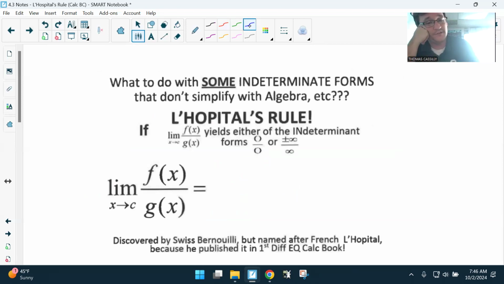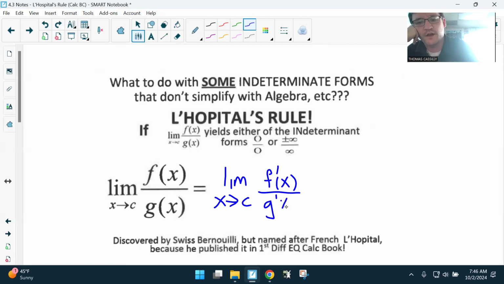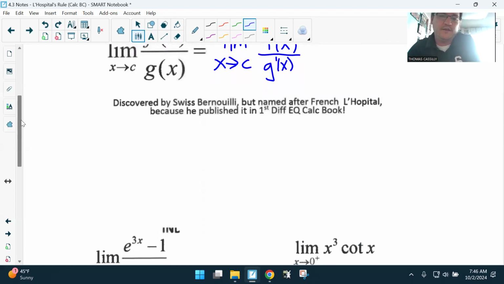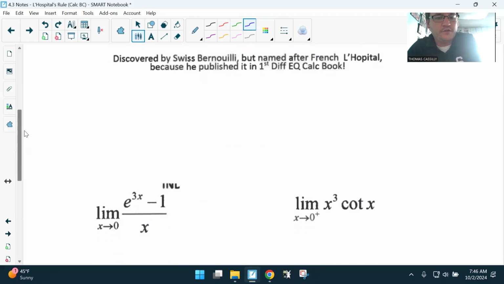What we do if we wanted to evaluate this limit, it's very straightforward. We take the limit as x approaches that same c value, but we're going to take the derivative of the top and divide it by the derivative of the bottom, right? So this is not the quotient rule, just straight up derivative of top, derivative of the bottom. And then we would plug in our value and see if we get an answer there. So that is L'Hopital's rule. It was discovered by this guy named Bernoulli, but he's named after L'Hopital. So let's just look at a few of these things.